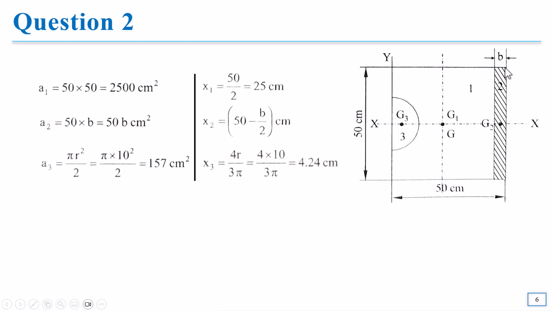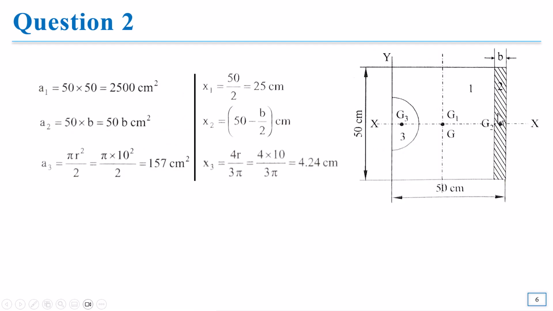Say for example, we have the first figure as this square. So from my reference y-axis, what should be the distance I have to travel with the horizontal distance so that I will reach point G1? Okay. So what should be the distance? Since we have a square plate, it will be the base by 2, which is 50 by 2. So x1 is 25. Now let's try to calculate x2.